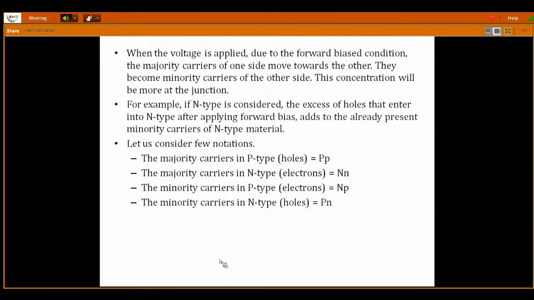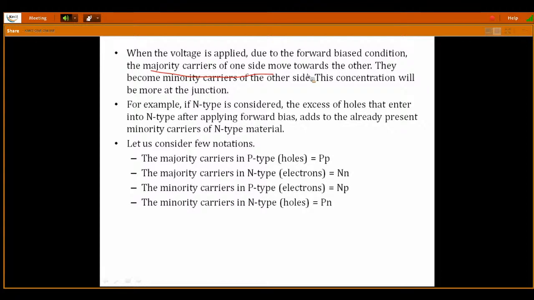Now, when the voltage is applied, what is going to happen in the forward bias case? Once again I am going back to the PN junction diode. Due to the forward bias condition, what is going to happen? The majority charge carriers of one side will move to the other side. This is what we know.